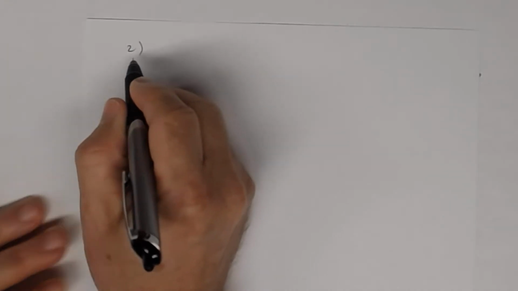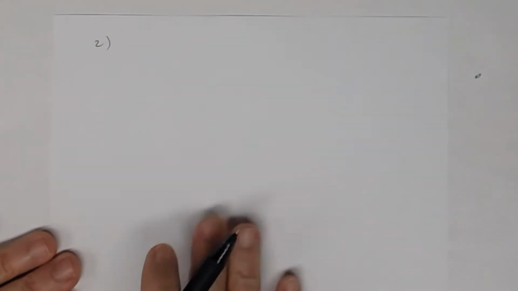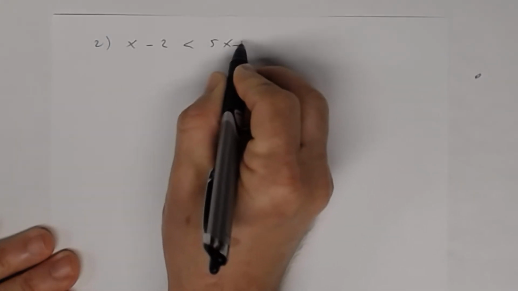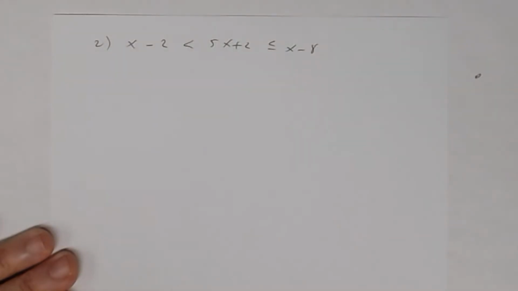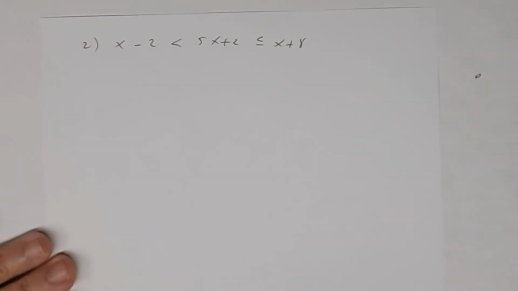Now let's look at number 2. Let's go ahead and write this one. So number 2, we have x minus 2 is less than 5x plus 2, which is less than or equal to x plus 8. Excuse me, x plus 8.